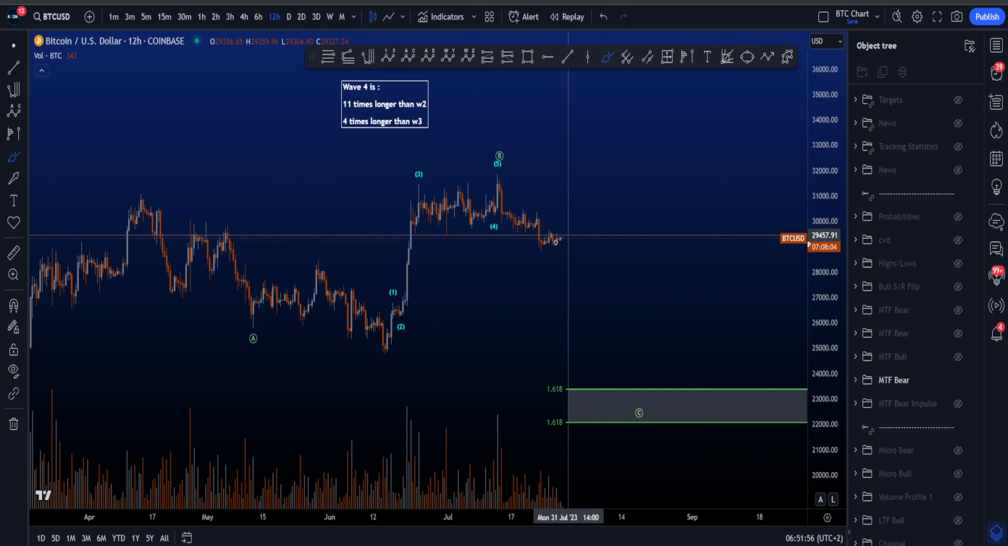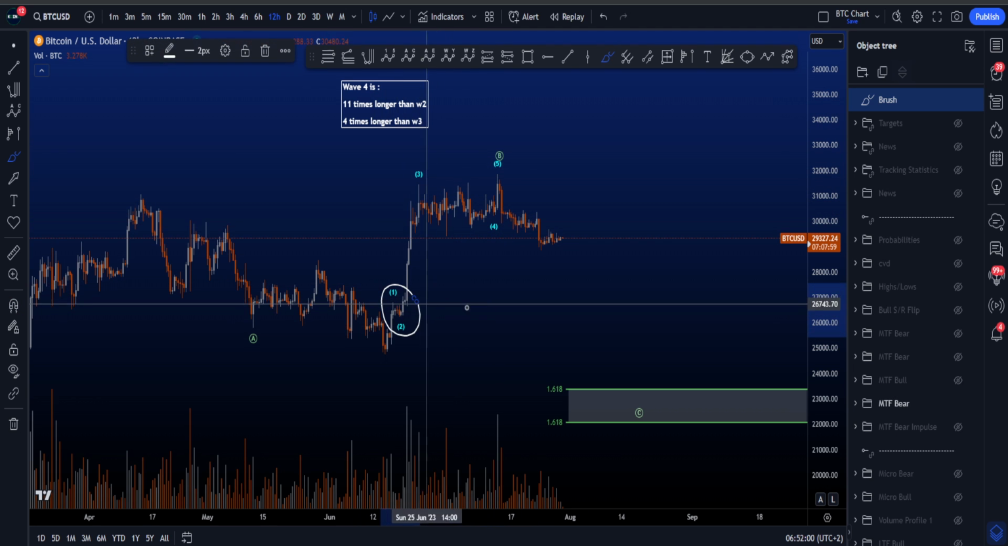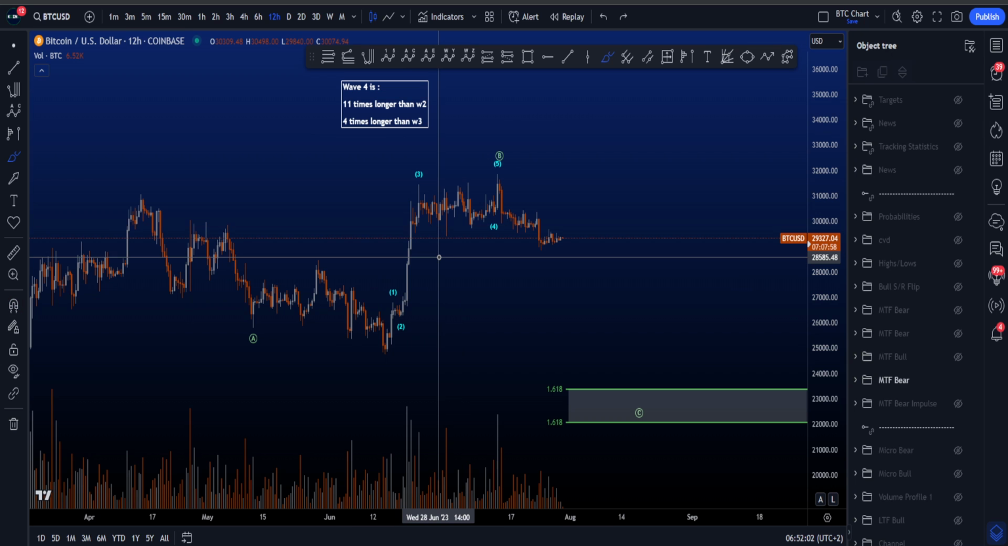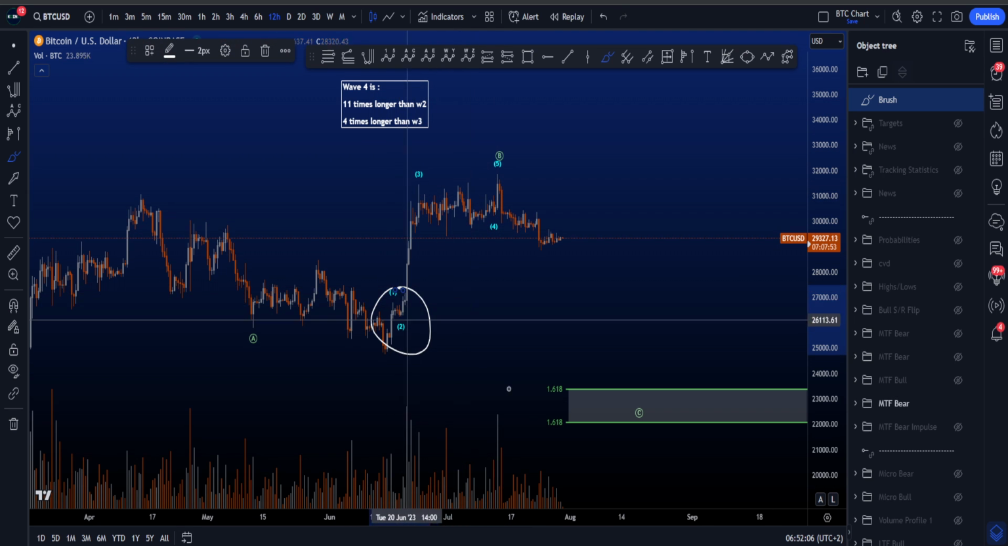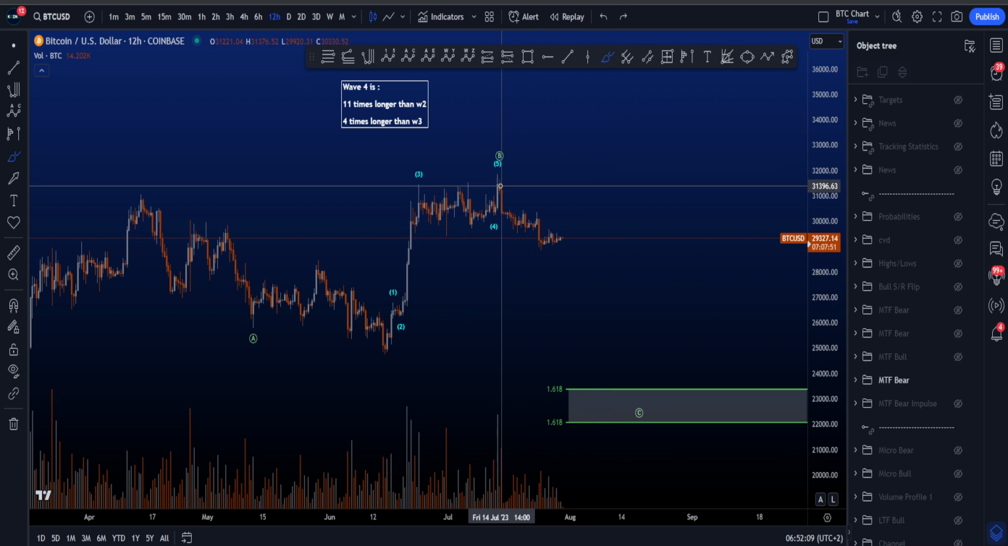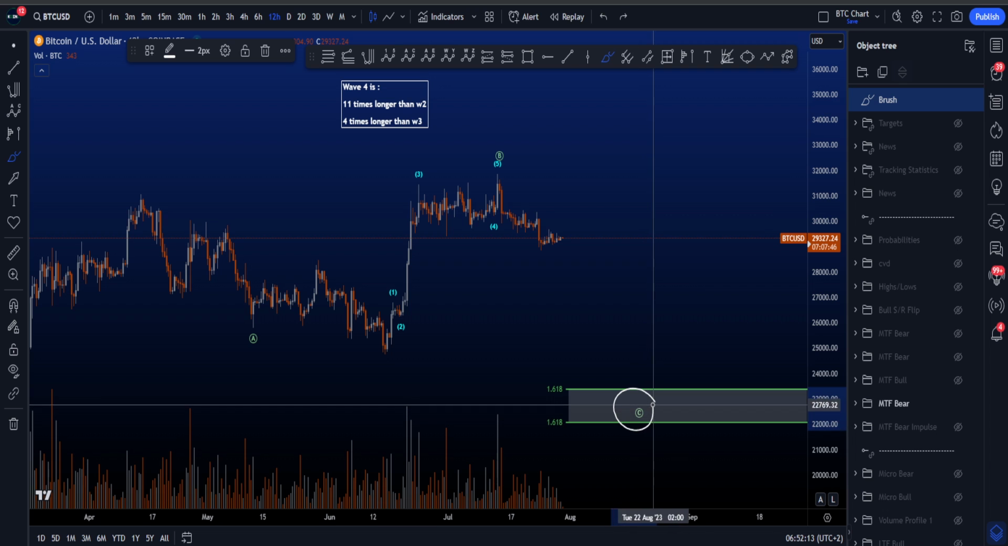The main issue here, however, is that this wave 4 is very long in time. It's 11 times longer than wave 2, 4 times longer than wave 3. That is incredibly long for a wave 4 in comparison, especially with this wave 2. And also we are then now looking for an impulse to the downside, a bigger impulse in a wave C.